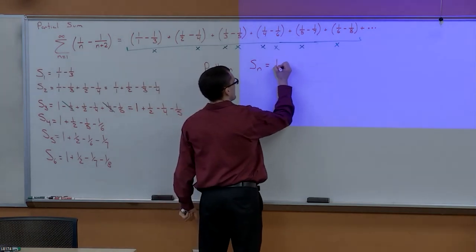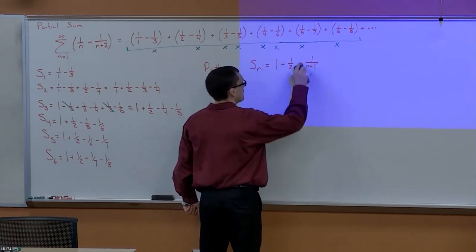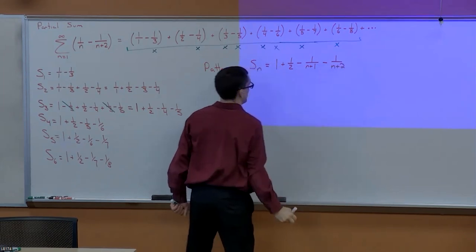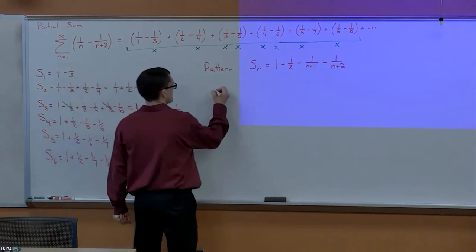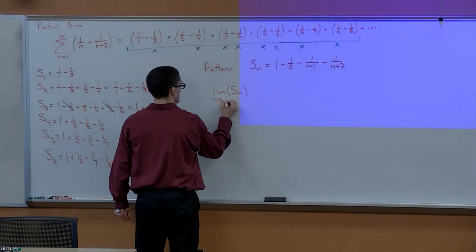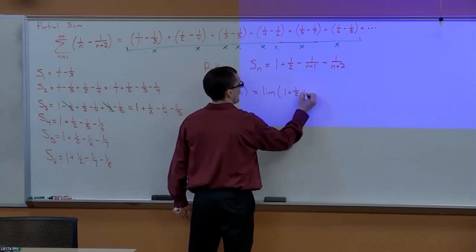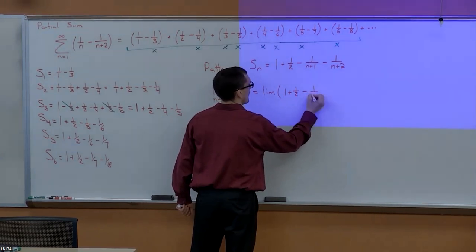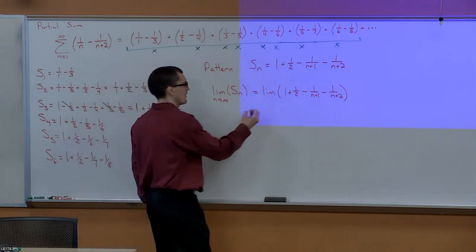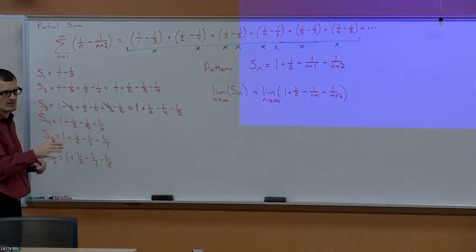So what we get is 1 plus a half, minus 1 over n plus 1, minus 1 over n plus 2. Put a plus there. Everybody good with that concept?